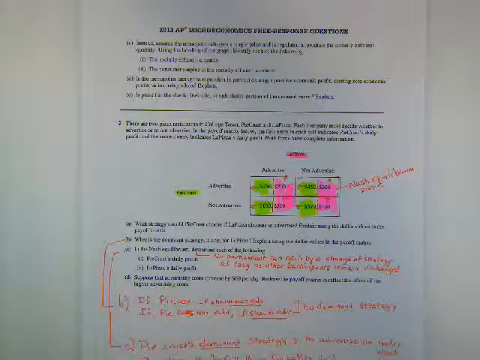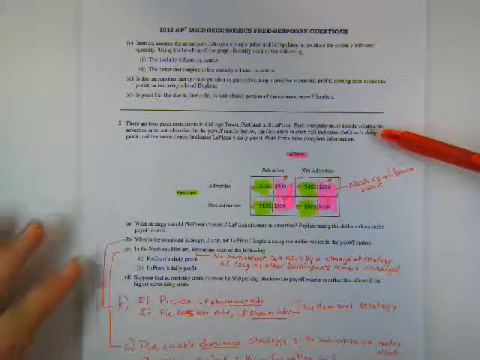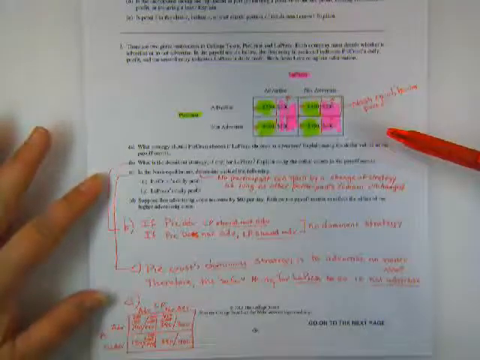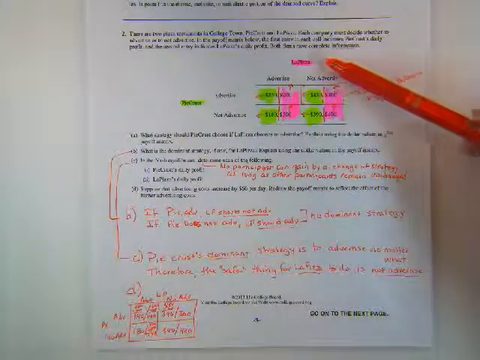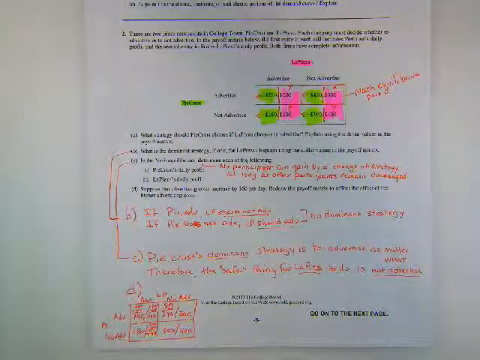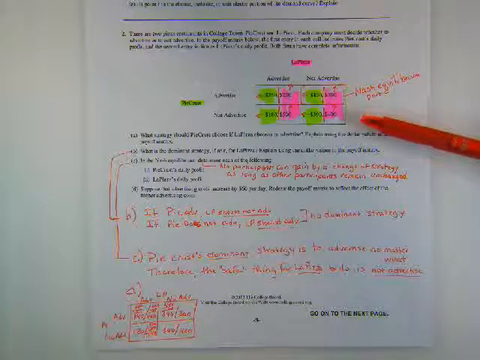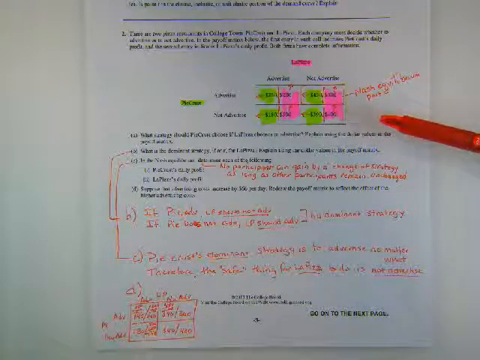Okay, so let's take a look at the 2013 free response question number 2, which is a game theory oligopoly question. We have 2 restaurants in College Town. One is Pie Crust, the other is La Pizza. Each company has to decide whether to advertise or not advertise, and they've created a payoff matrix for us that tells us what the daily profits will be based on each firm's decision.